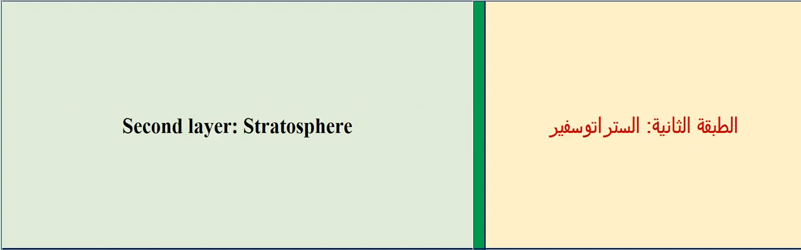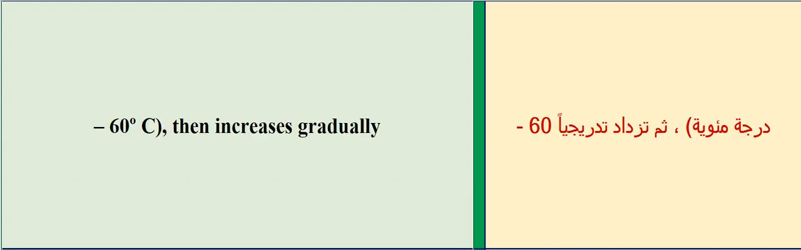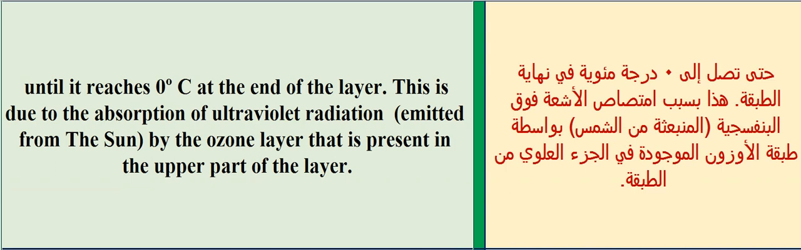Second layer, stratosphere. Characteristics and importance of the stratosphere. 37 kilometers. -60 degrees C, then increases gradually until it reaches 0 degrees C at the end of the layer.